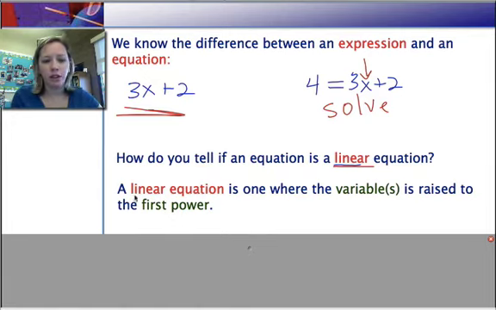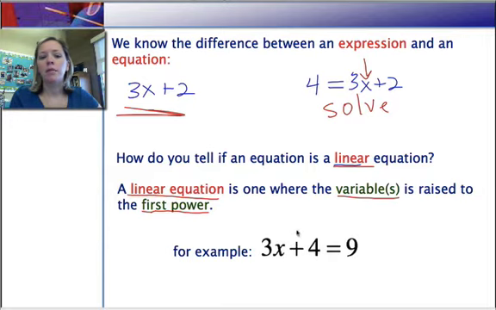Well, a linear equation is one where the variable that we see, or sometimes there's more than one variable, but that variable is raised to the first power. Okay, so remember, when you see just x by itself, that's really x being raised to the first power. We never ever write the exponent, but it's really there. It's really what it means. It's really x to the first power.